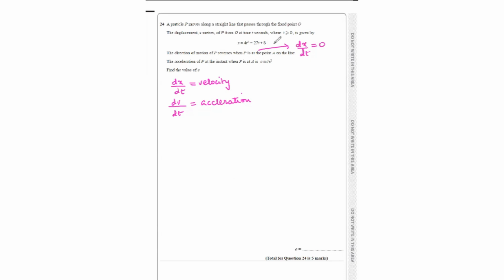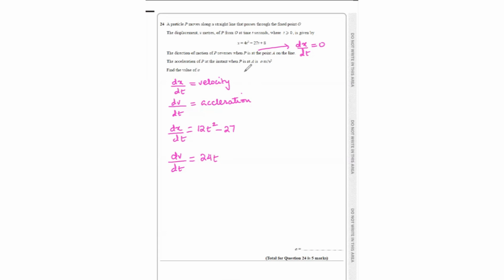So we first differentiate the displacement equation to find velocity, which is going to be 12t squared minus 27. Then after that, I'm going to differentiate this again to find the acceleration. So dv by dt, that's going to be 24t.